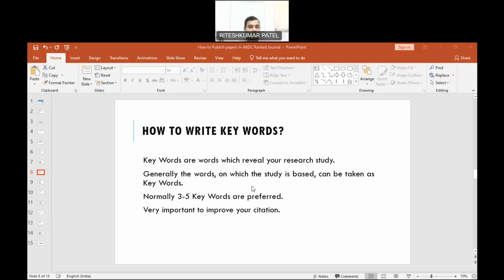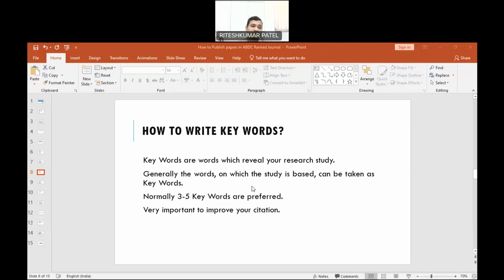Generally, the words of the study are based on the study, and that's why they are taken as keywords. So you need to be very careful when you are selecting a particular word. You need to take it in a proper manner so that you can explain it to the level where it can go, where it cannot go, how it can go, everything.